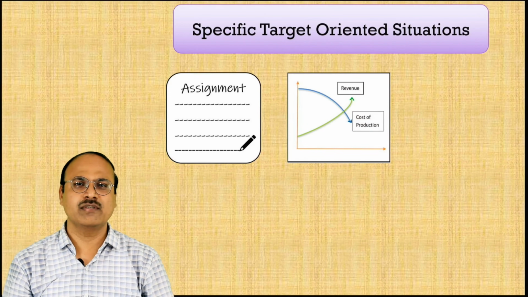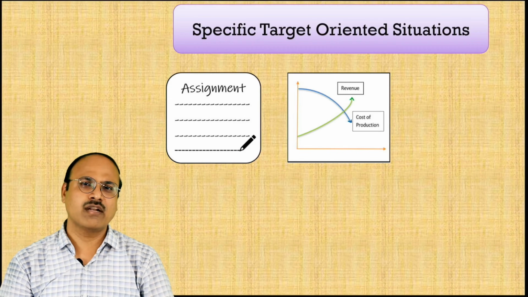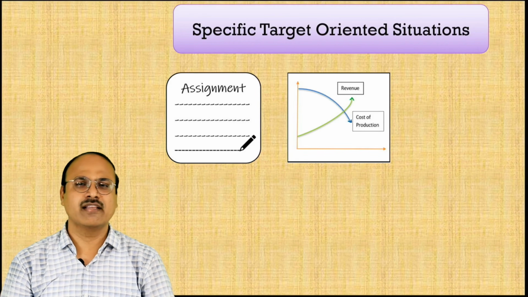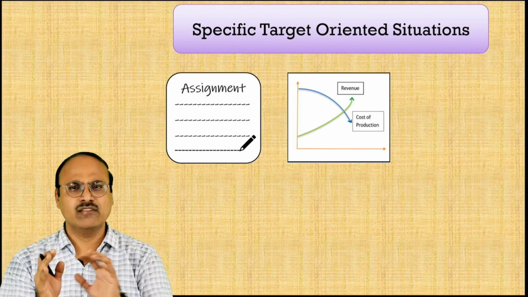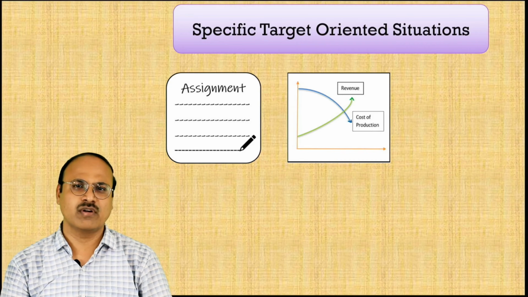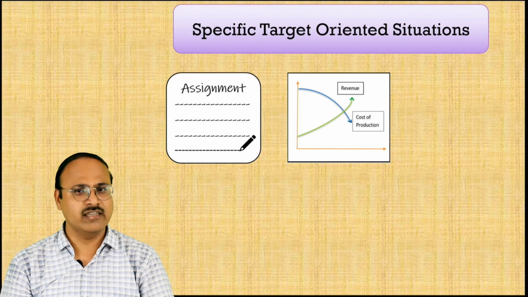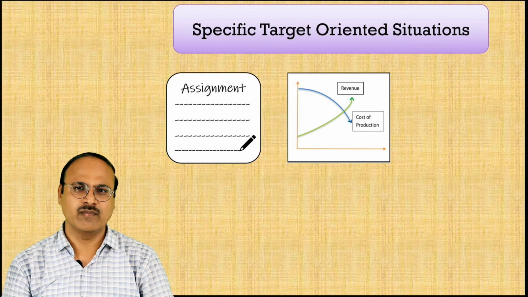Similarly, let us have a situation where there is a company, an industry, and there are some products being manufactured here. What would be the target of the manufacturer? The target would be to have as little cost of production as possible, or in addition, it can also be to increase the revenue of the company. So these can be the two targets.